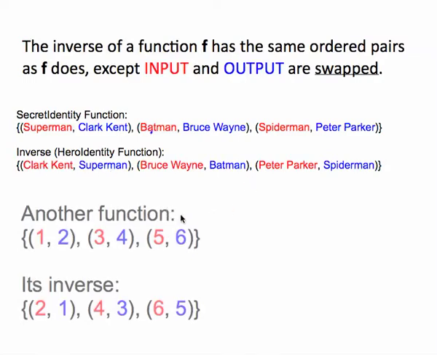If we wanted to look at something with numbers, if we had a function which had 1 as its input, 2 as its output, 3 as input, 4 as the corresponding output, etc., its inverse would have the same ordered pairs, except the order would be reversed. 2 is still paired with 1, but now 2 is the input. 4 is still paired with 3, but now 4 is the input, etc. So the inverse of a function f undoes what the function f does, and both a function and its inverse have the same ordered pairs belonging to their graphs, except the input and the output are swapped.